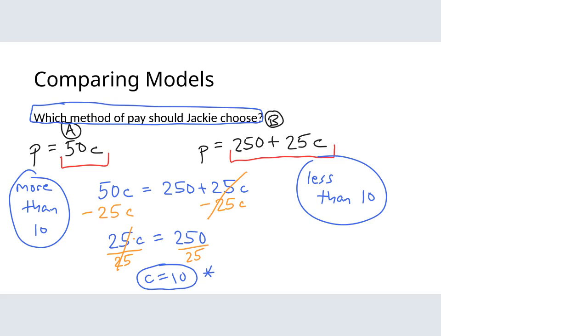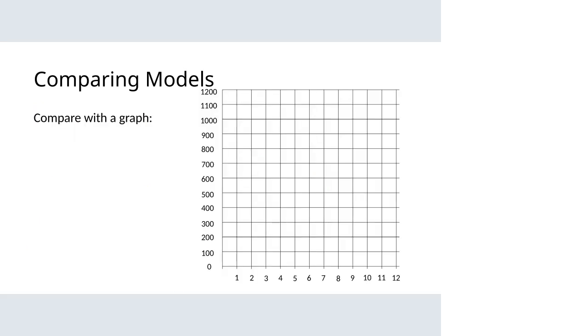A little bit of an algebra review there, and I've said it before, we won't do a ton of algebra in this class, but we will do some. So every once in a while, we'll revisit algebra a little bit. Something we haven't done yet is graphing. Again, we're not going to do a ton of graphing in the class, but I at least want you to just kind of see how a graph could be used to take a look at this comparison.